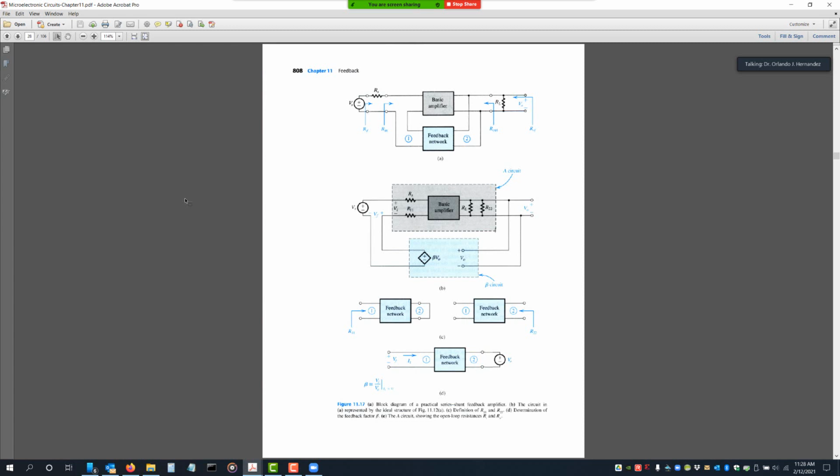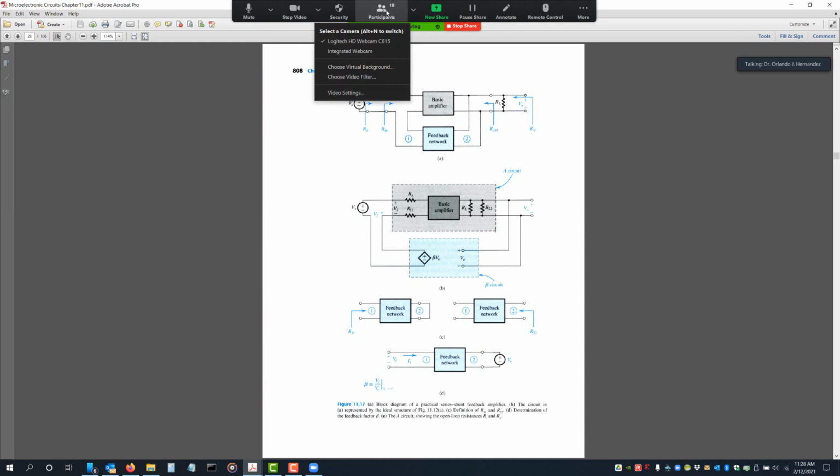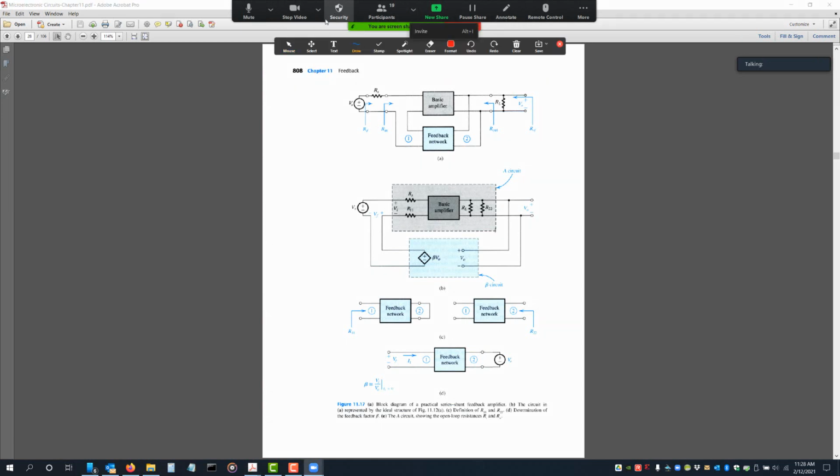The first thing that I wanted to show is a better set of pictures for a practical series shunt feedback amplifier, which is the voltage amplifier. So you can see here where, let's see here.